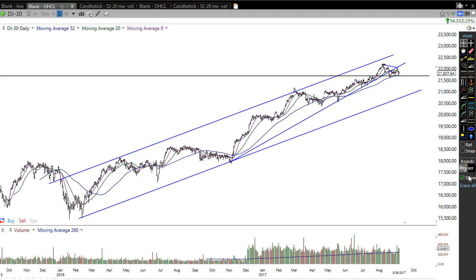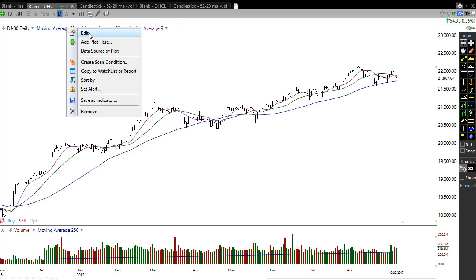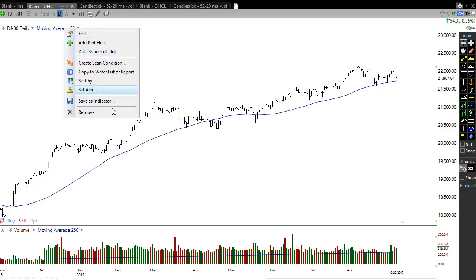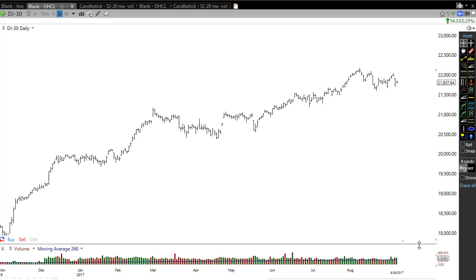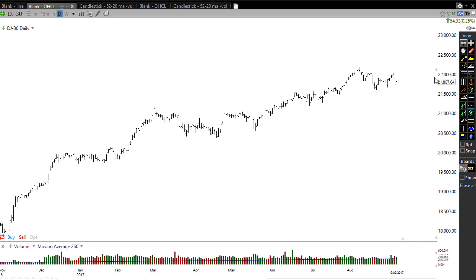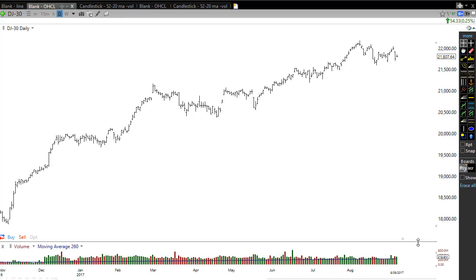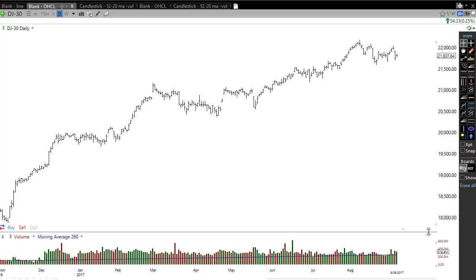I'm going to bring up the daily chart, and I'm going to literally just remove all the moving averages. I'm going to remove them all. So guys, sometimes when you're trying to read the chart and read the markets, a lot of the times, it's really important to look at the market in a different formation and a different fashion.